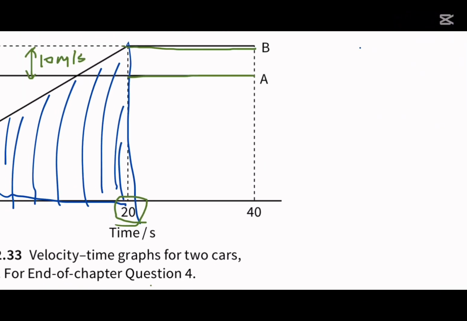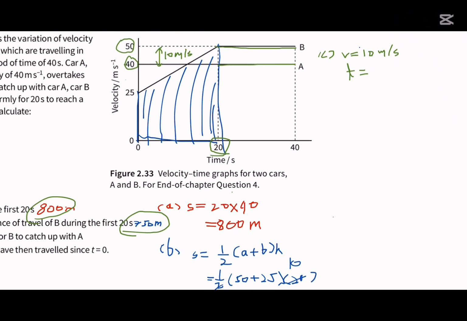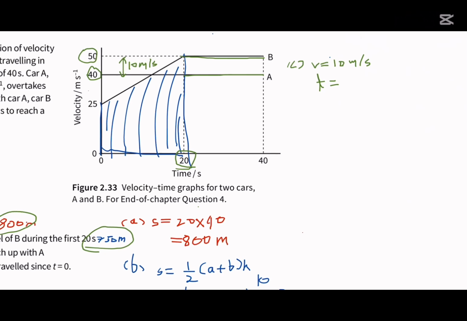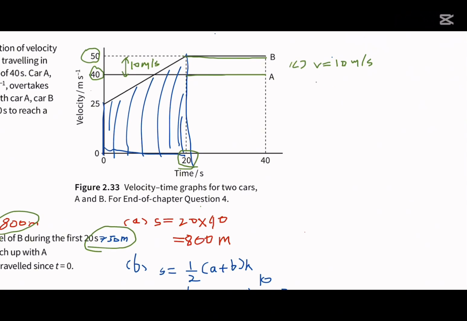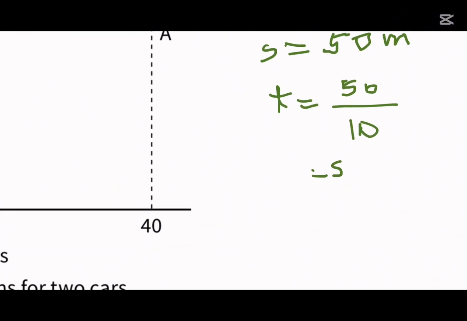So let's write that down. Velocity is going to be 10 meters per second. The difference, talking about the difference here. The distance will be 50 meters. So I just need to do time, right? Time equals distance over speed. So we'll get 5 seconds.